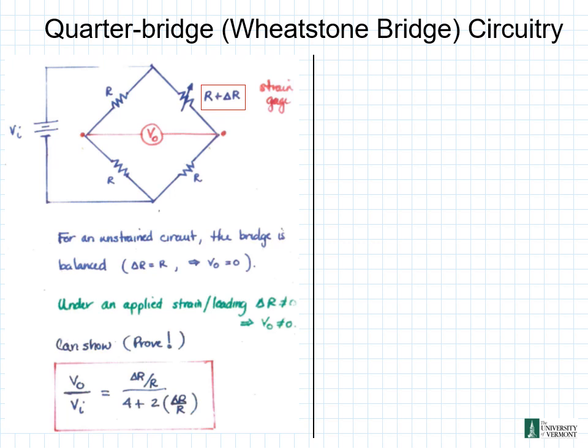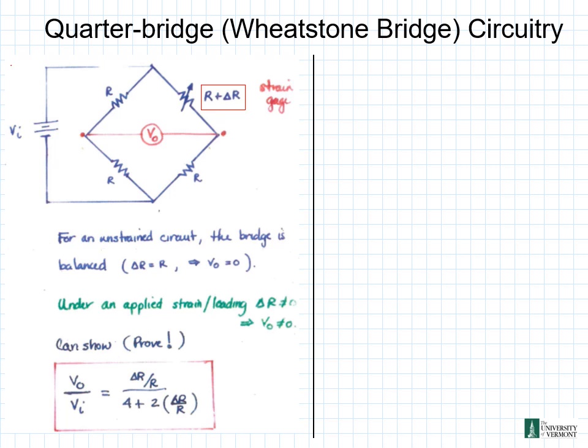So now let's take a look at our quarter bridge, or our Wheatstone bridge circuitry. Up here we have our circuit drawn out on the top left for our Wheatstone bridge. We have our voltage V_i coming in here. We have our resistance going around here, V naught there, and we have our R plus delta R for our strain gauge there. So this is our circuitry diagram for a Wheatstone bridge.